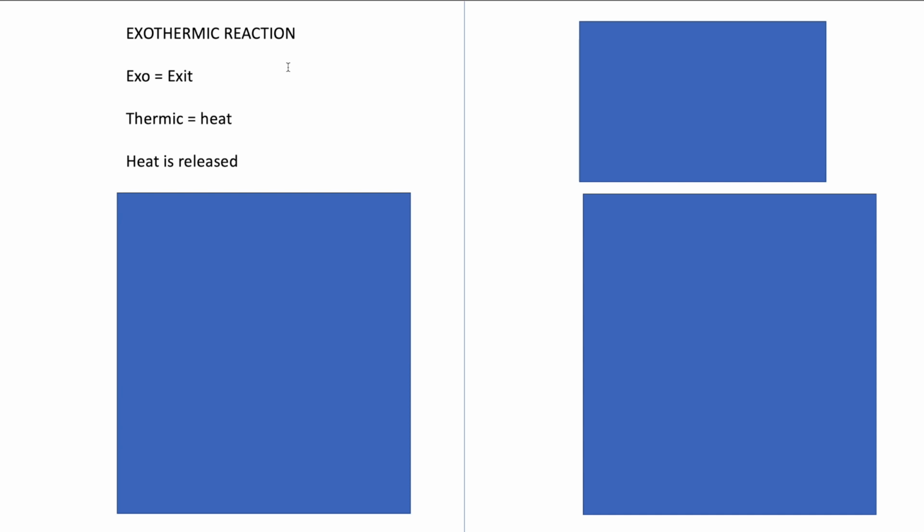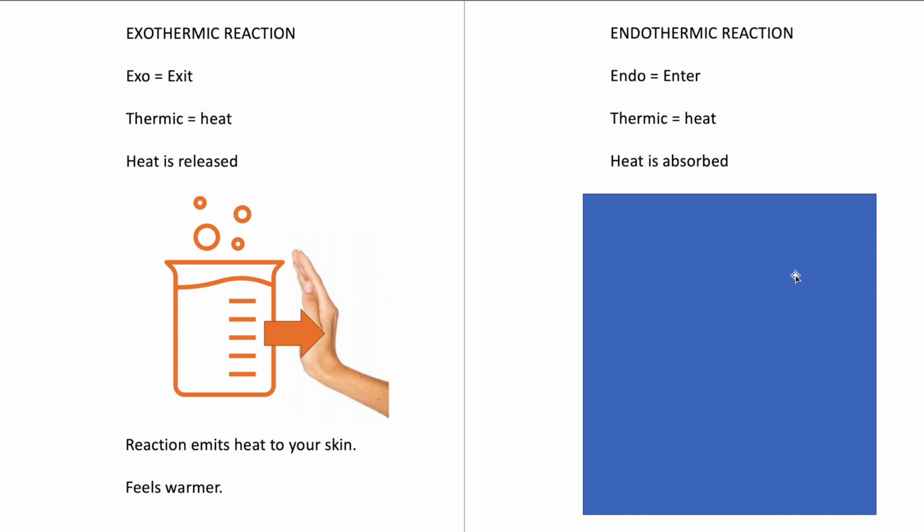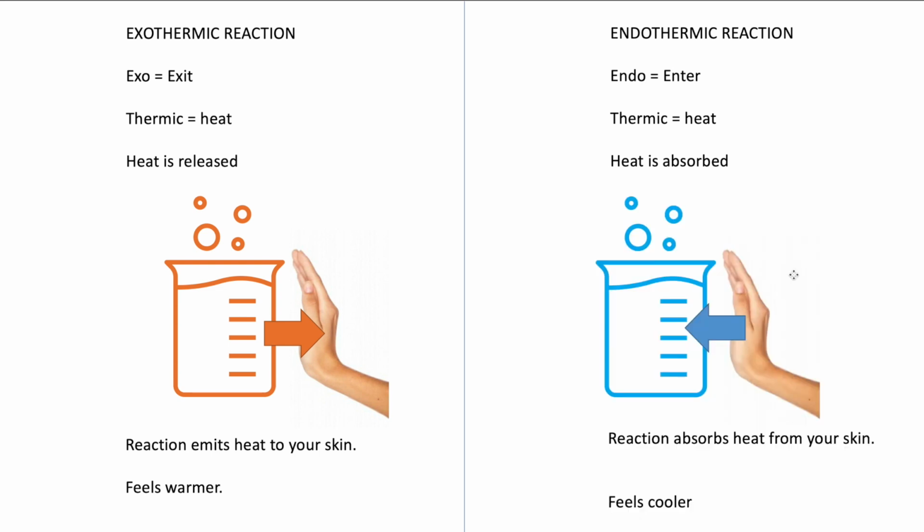Exo means exit, thermic means heat. So in the exothermic reactions, heat is released, heat exits from the molecule. You will feel that the container gets warmer. On the other hand, endothermic, endo means enter, thermic means heat. So heat enters, which means to say that energy is absorbed. The container will feel colder because heat is conducted away from your hand and enters the reaction system.